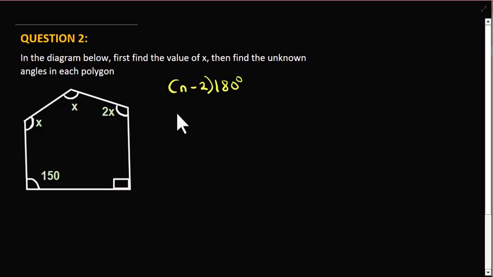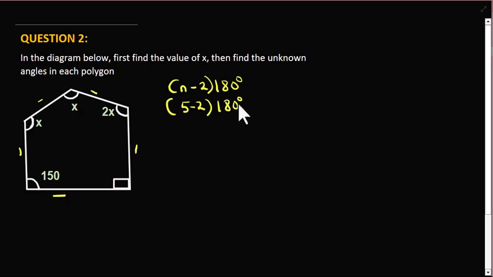After that, what's next? We know that the number of sides is n. So what's the number of sides here? This is 1, 2, 3, 4, 5. The order in which you count does not matter, but make sure you get the number of sides. So this is a pentagon. So this is 5 minus 2, brackets 180 degrees.